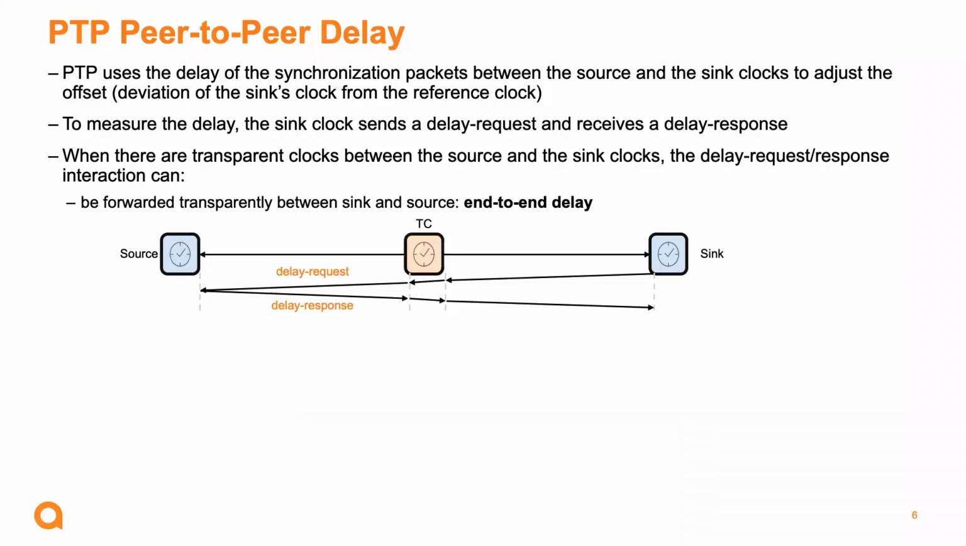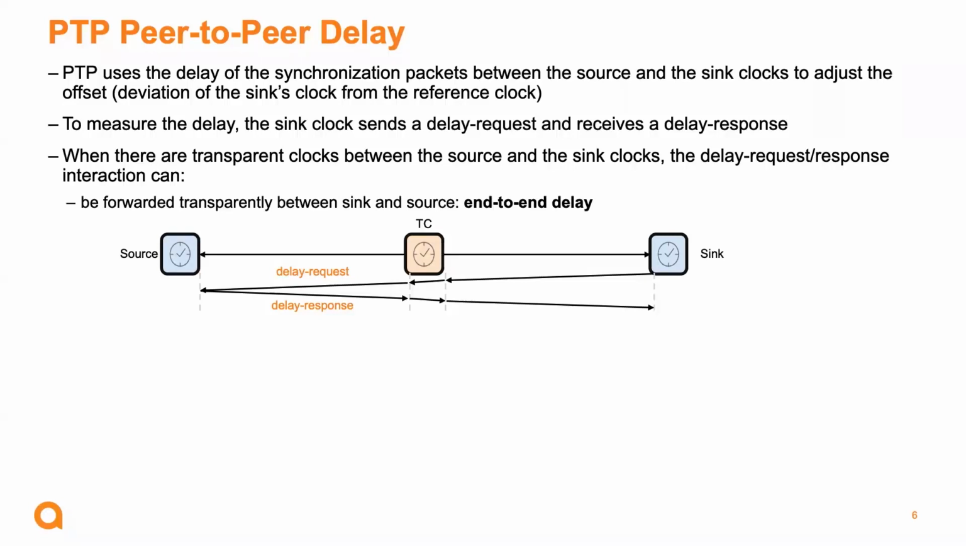When we have between the source and the sink one or more transparent clocks, then if this transparent clock uses that characteristic of being transparent, it will forward the delay request all the way up to the source, and it will be the source that will respond to each delay request from every sink connected to every transparent clock that is downstream from that source.